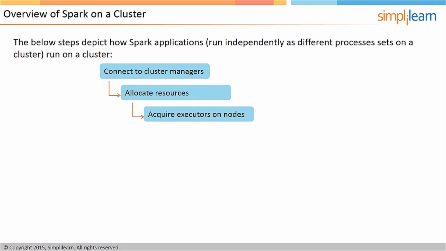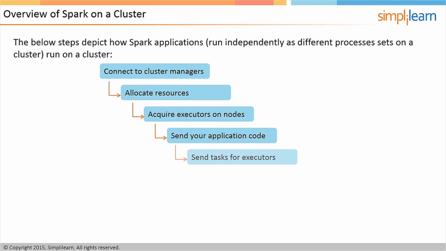Once the system is connected, Spark acquires executors on nodes in the cluster. Executors are the processes that store data for applications and run computations. Then it sends the application code to executors. At the end, Spark context sends tasks for executors to run.